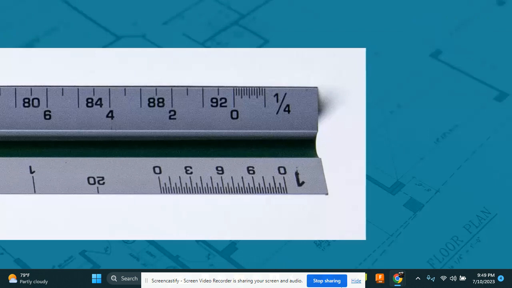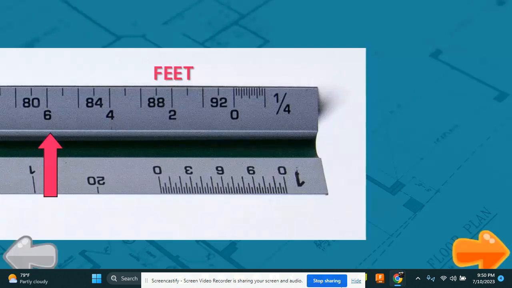Now that we've explored the inch side of the architect's scale, let's take a look at the other side, which represents feet. The feet tick marks start at 0 and increase from there. In this 1/4 inch scale, the feet markings are to the left of the 0. In this example, the feet marks start at 0 and go up by 2s. Remember that the other numbers you see here, 92, 88, and so on, are for using the other side of the scale, so we can ignore them for now.